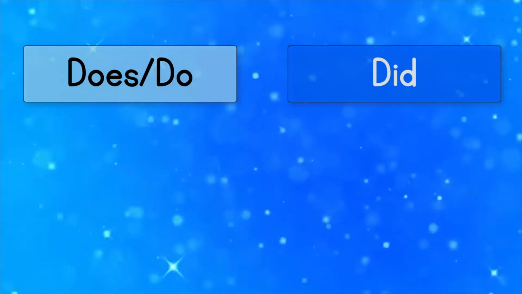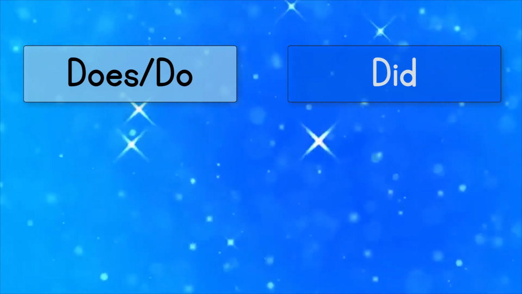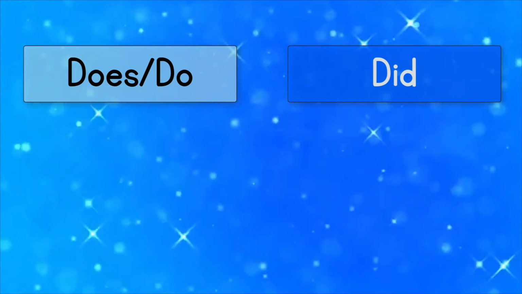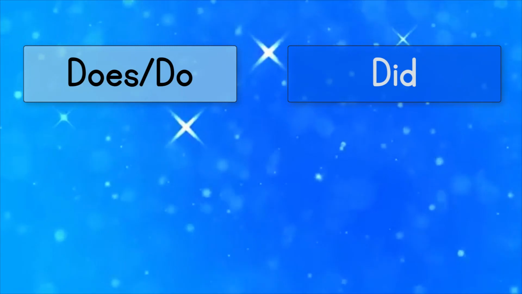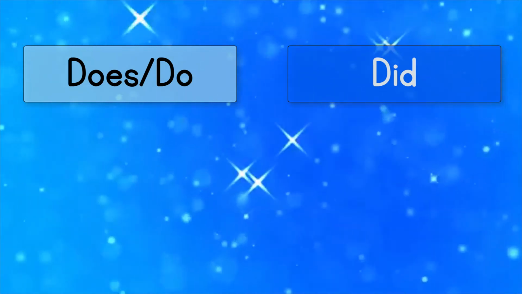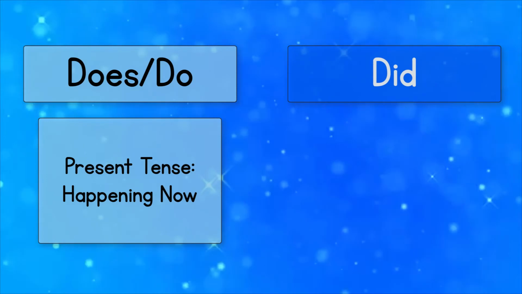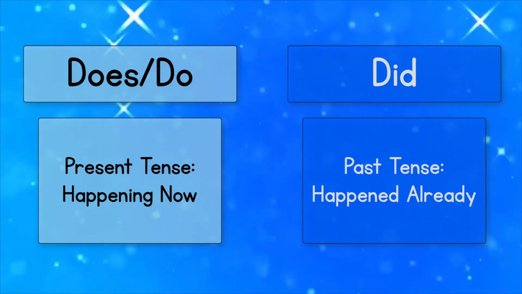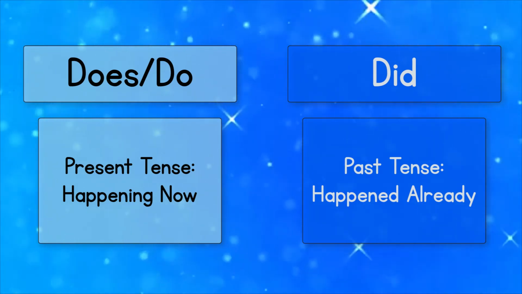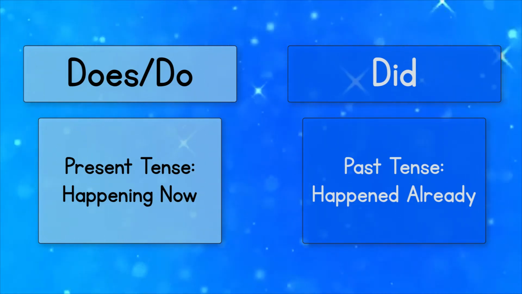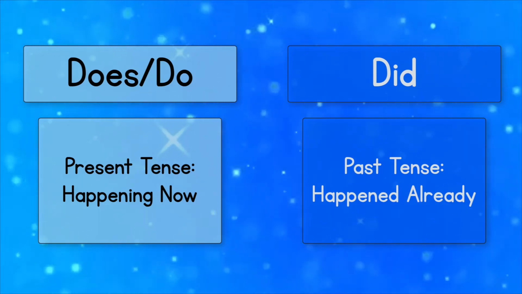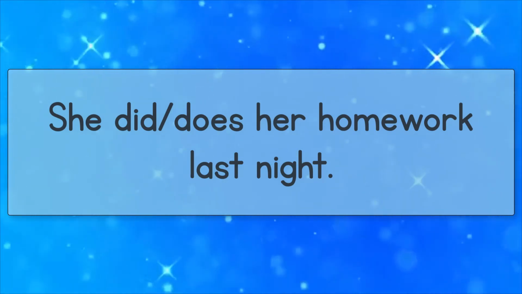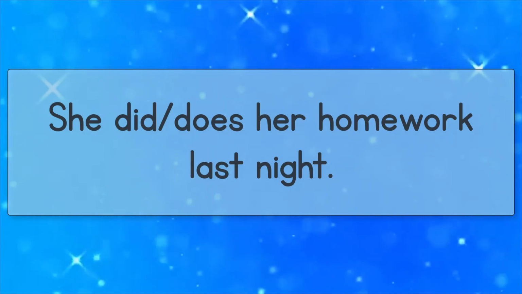All right, now we're going to move over to does and do and did. So this one's a little bit different. This one is talking about when it happens. So we use the words does and do for the present tense, for things that are happening now. And we use the word did in the past tense for things that already happened. So does and do we use for things that are happening now, and did we use for things that already happened.